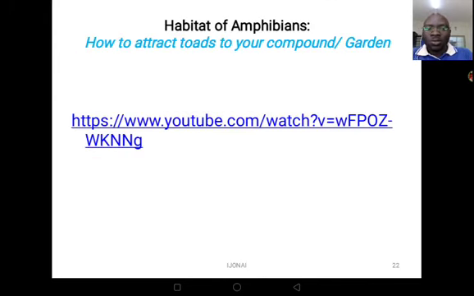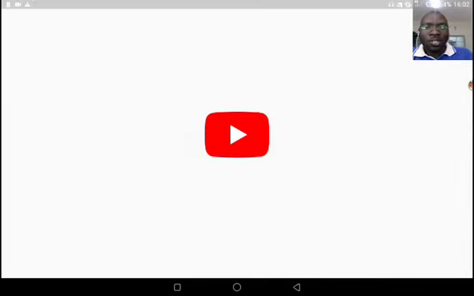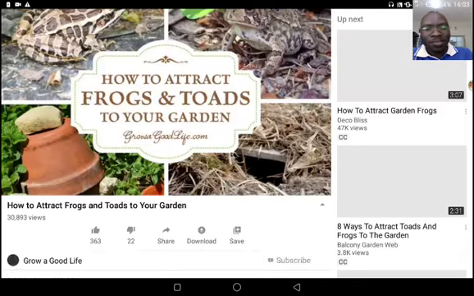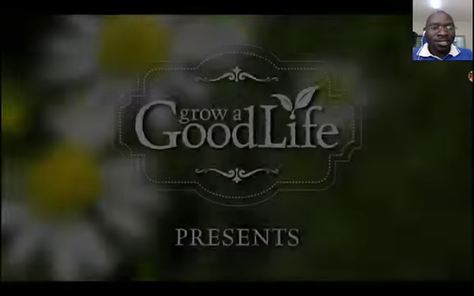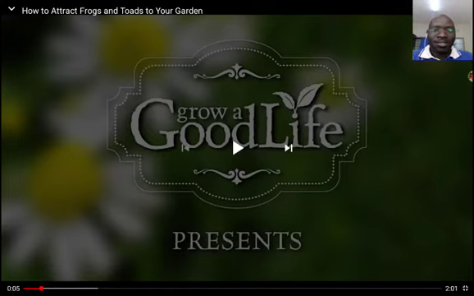So we are going to see a video locating how these organisms can be attracted to live in our environments. In case you want them to stay in your farm, how do you attract them? And of course, as we know, these amphibians are good because they can consume insect parasites or insect pests that may affect our crops. So let's see how we can attract them or how we can coexist with the amphibians.